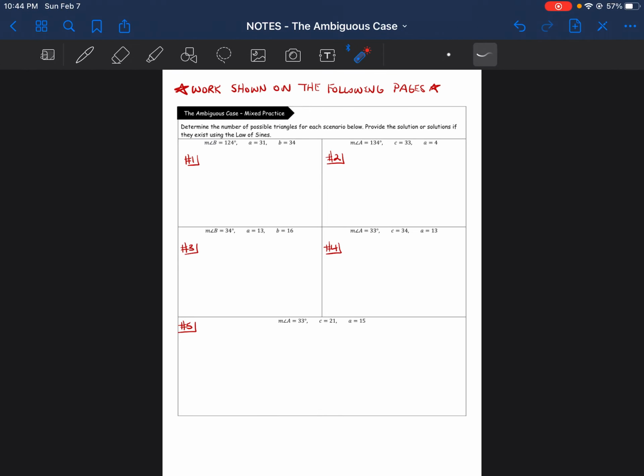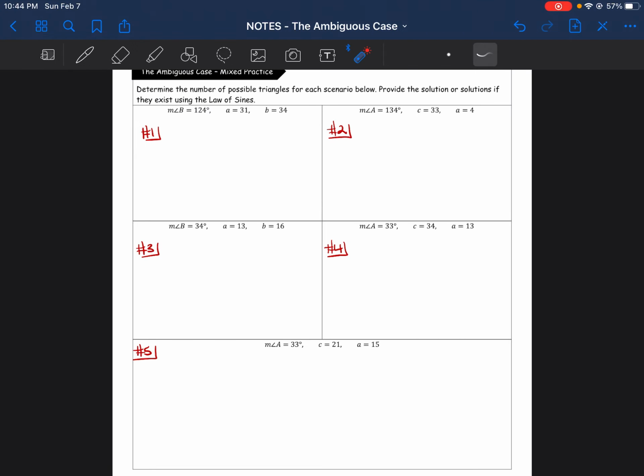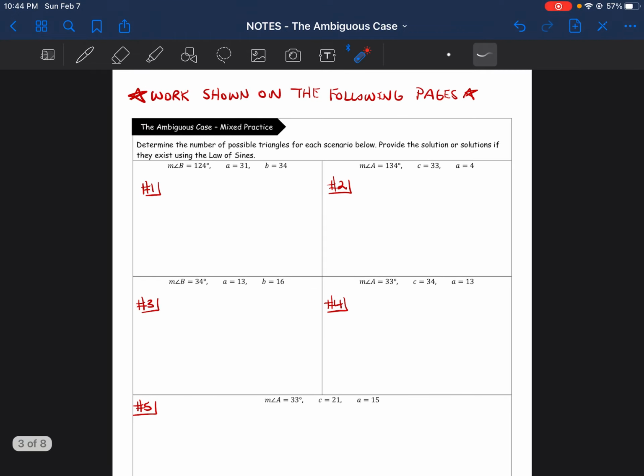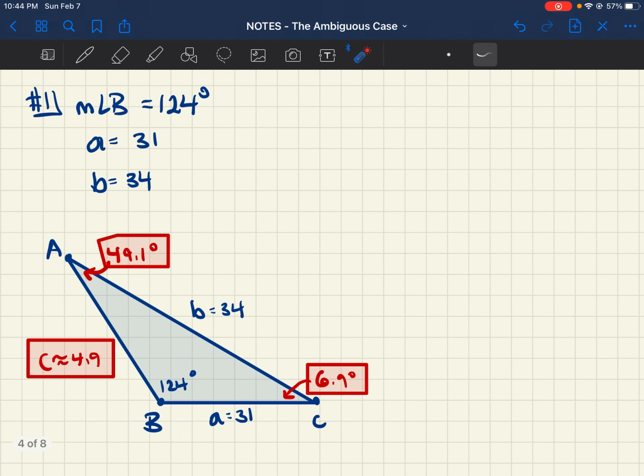So for all 5 of these examples, in the notes, there was plenty of space here, but actually, for me, this isn't enough space. I'm going to show a lot of work here, so I'm going to show all my work on the following pages, okay? You might need more space than what's actually provided to you because some of these problems take up quite a bit of space. All right, so here's problem number 1.